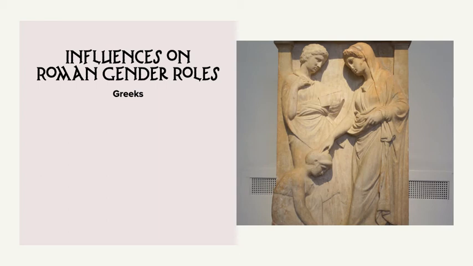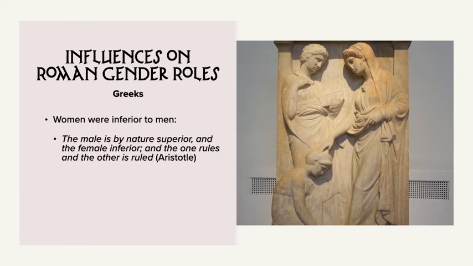However, the Romans did continue on some beliefs that the Greeks had, an important one being that women were inferior to men. And Aristotle, an Athenian philosopher, explains this, that the male is by nature superior and the female is inferior, and the one rules and the other is ruled. So it's just taken for granted that men are superior to women and therefore should be in charge of them.